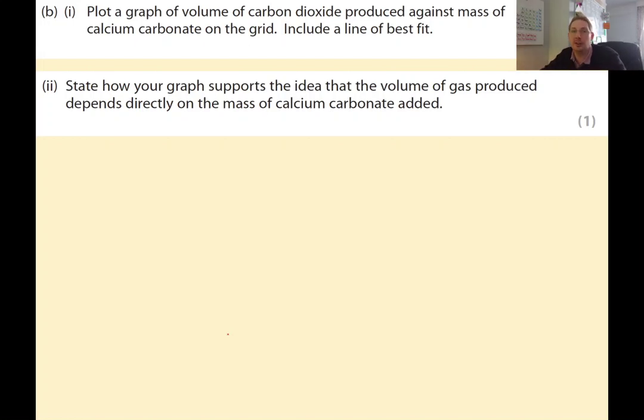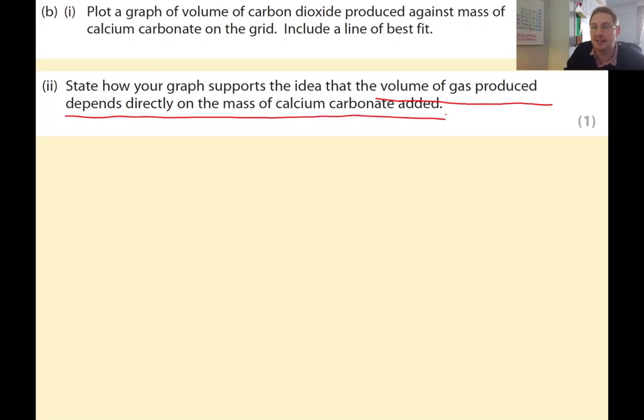Plot a graph of volume of carbon dioxide produced against mass of calcium carbonate on the grid. Include a line of best fit. State how your graph supports the idea that the volume of gas produced depends directly on the mass of calcium carbonate added. So, plotting the graph, include a line of best fit, 2 marks there. How does it support the idea that the volume of gas produced depends directly on the mass of calcium carbonate added? Right. We need, therefore, to show it is directly proportional.